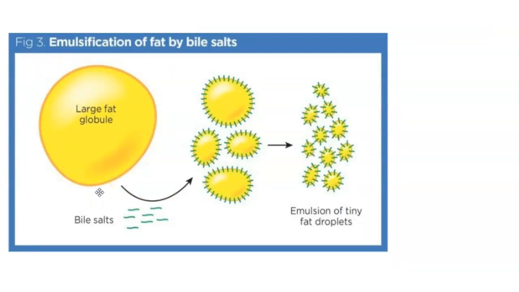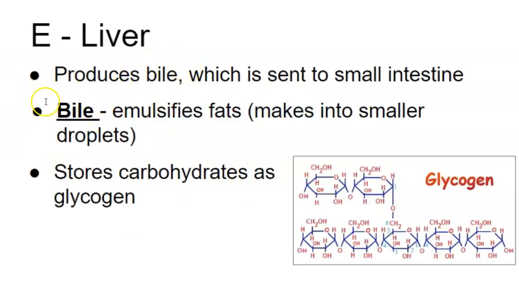Here's another picture. Big bunch of fat. Bile helps coat the outside. And when it coats the outside, it allows the little molecules to separate from each other. And that's called emulsion. It has to do with the positive and negative charges on bile and the fat, and we're not going to get into that. But basically, bile coats the outside of fat and allows it to form little tiny droplets, whereas normally it likes to stick together. So we already wrote this top thing here. We're going to write down that bile emulsifies fats, which means it makes it into smaller droplets.